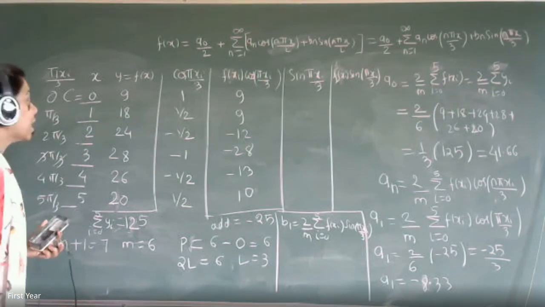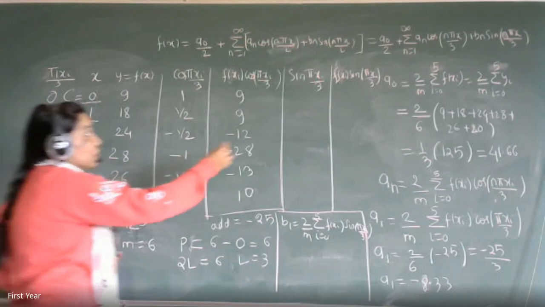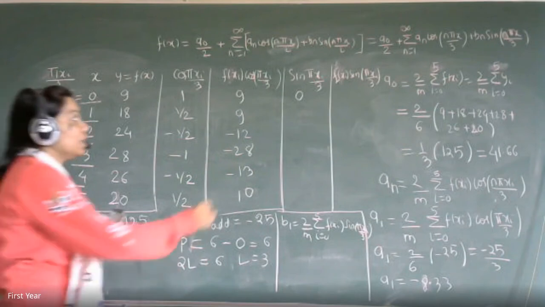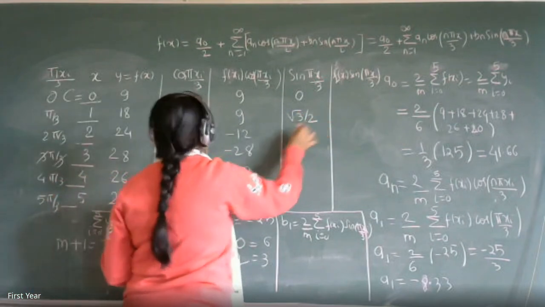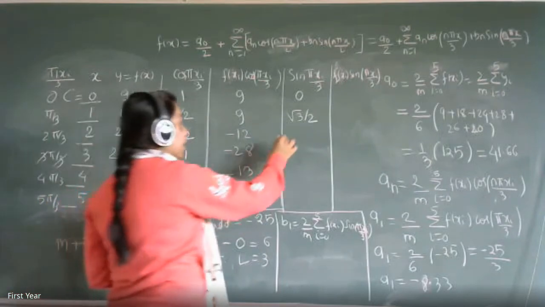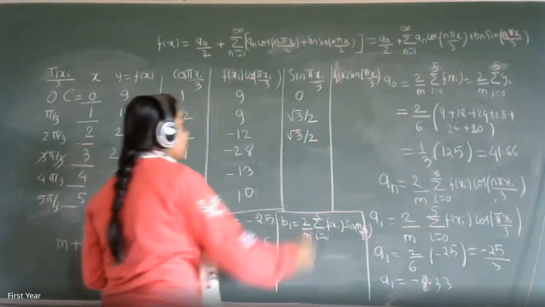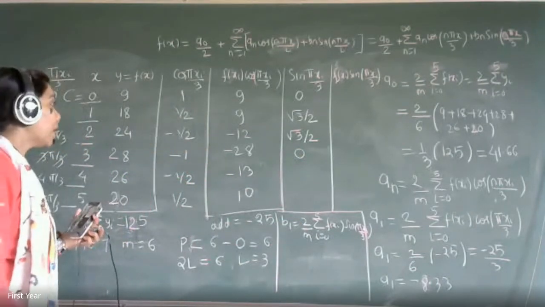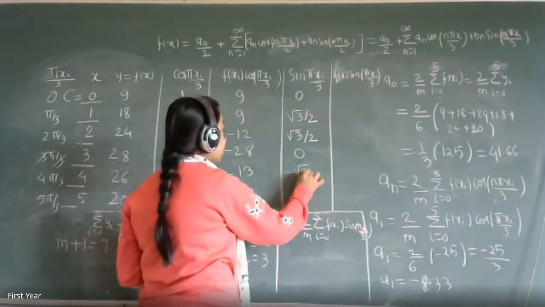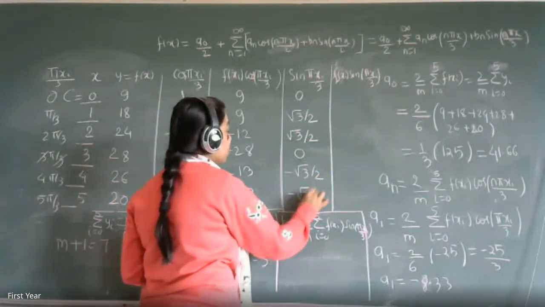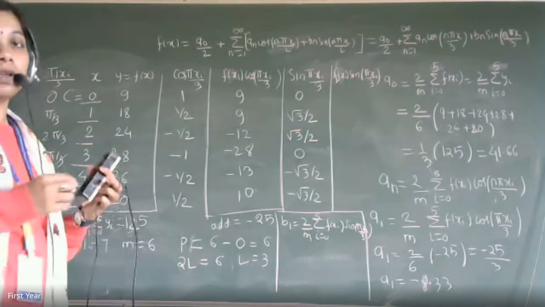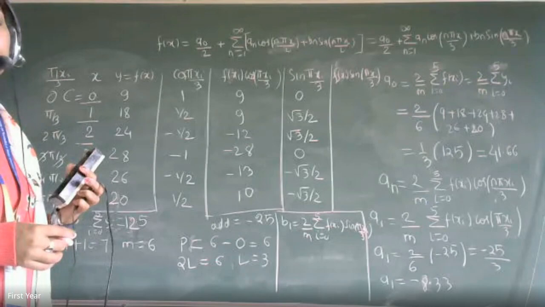So what is sin of pi xi by 3? Put x is equal to 0. What is sin 0? It is 0. Then put x is equal to 1. So sine pi by 3 is root 3 by 2. Then sine 2 pi by 3, again second quadrant, sine is positive, so it will remain positive. Sine pi is 0. Sine 4 pi by 3, third quadrant, sine is negative, and fourth quadrant also sine is negative. Is this okay? These are the values of sine of pi xi by 3.